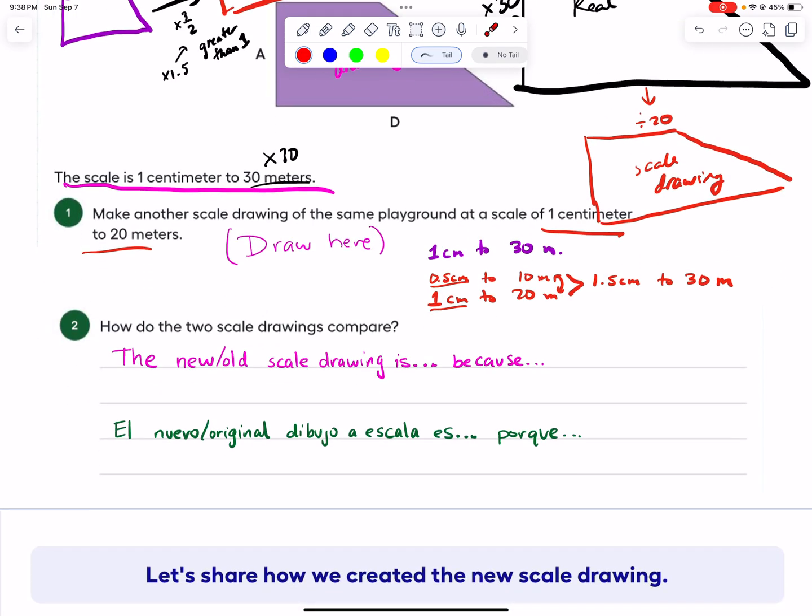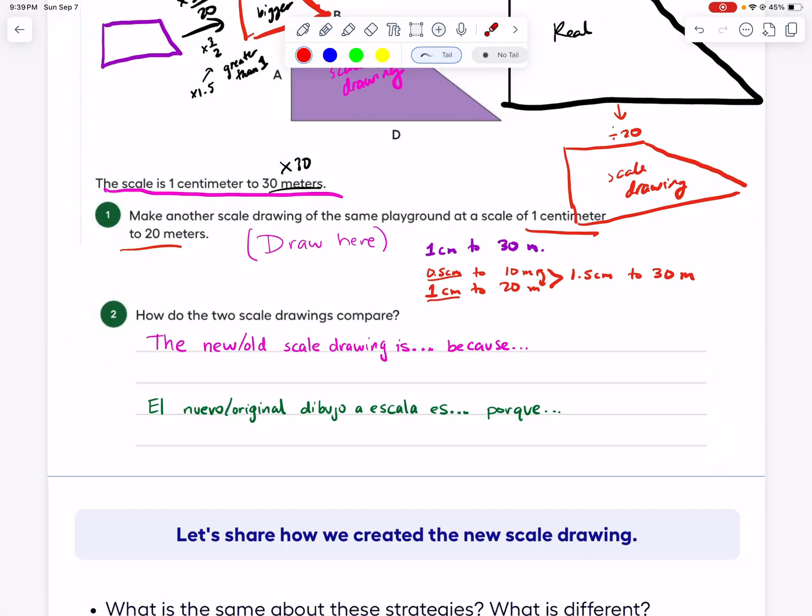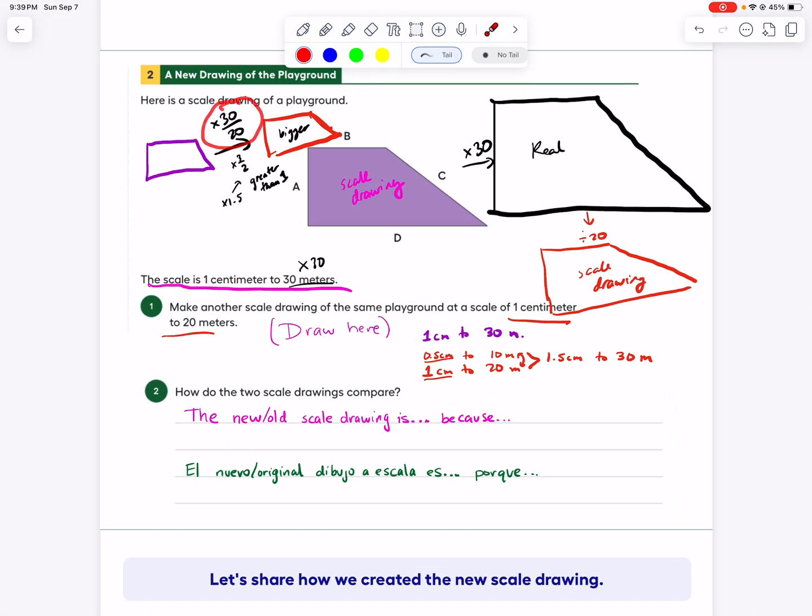So how did the two scale drawings compare? Well, the new one with the 1 centimeter to 20 meters, if you make a new scale drawing, it is actually bigger. The new scale drawing is bigger because the scale is 1.5 or times 1.5 or 3/2. Yeah. It's very interesting. All because we know that the scale factor is times 30/20. You know that it's going to be bigger because it's over 1. So it's going to be big.